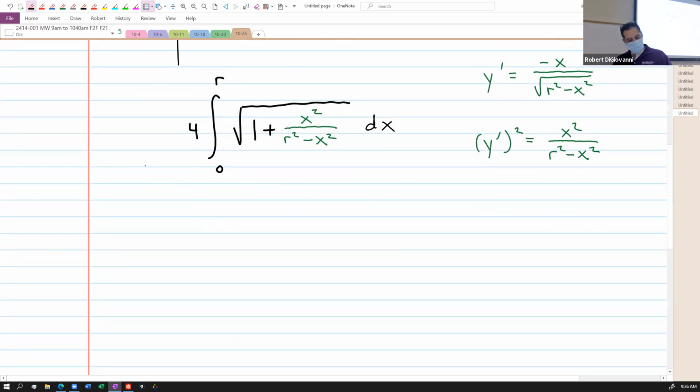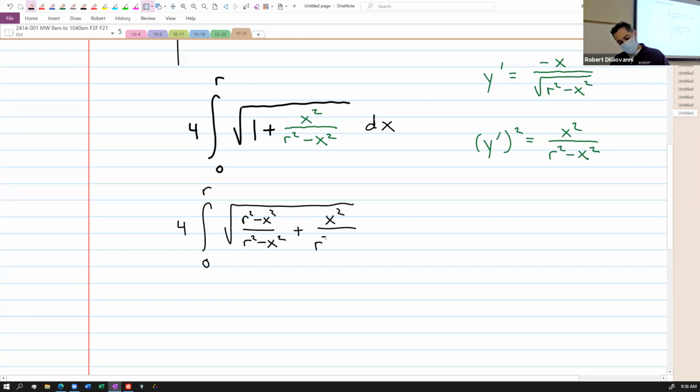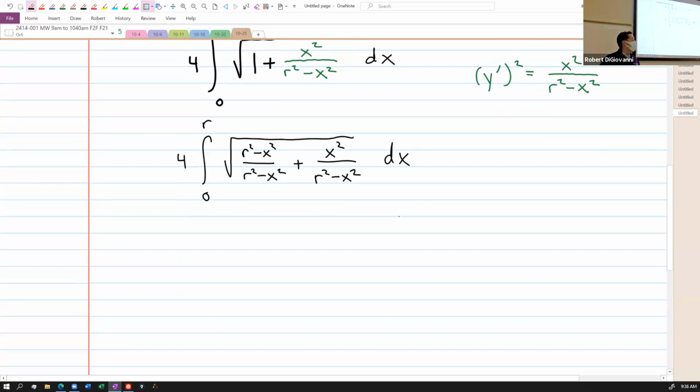Okay. So this is 4 integral 0 to r square root. I'll write it out. R squared minus x squared over r squared minus x squared plus x squared over r squared minus x squared dx. All right, you can put those together now. Ooh, what happens up top? What do you get?